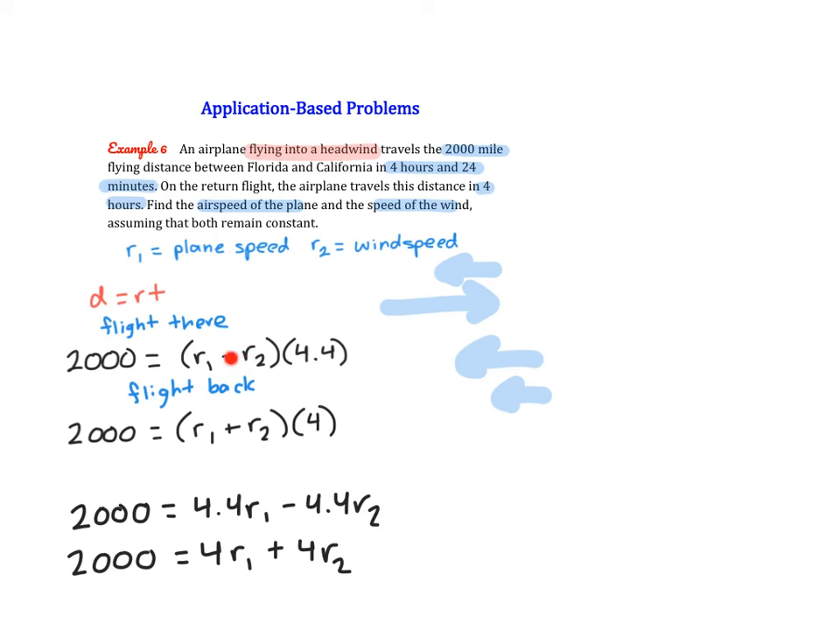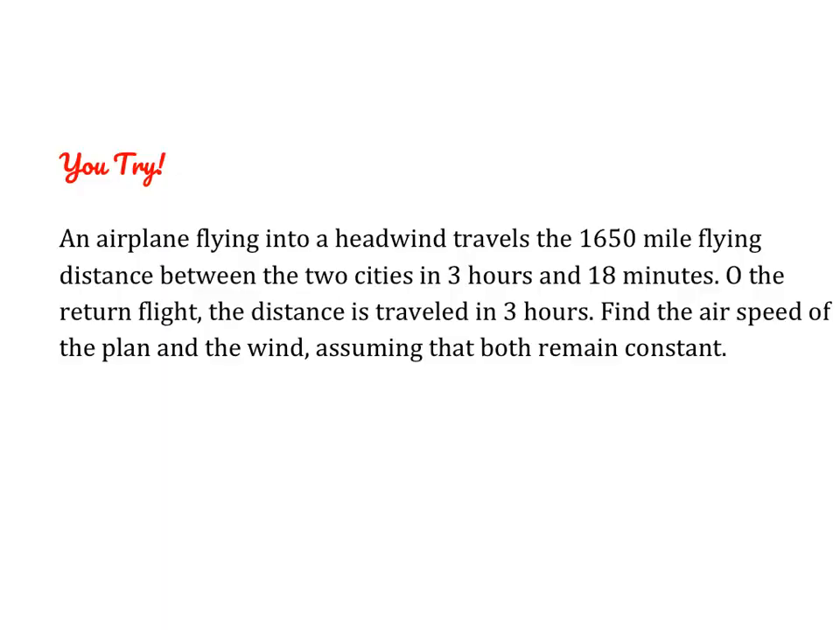Remember, if you're flying into a headwind, or if you're sailing against a current, you're going to have a slower rate, which is why it's R1 minus R2. And if you're flying with the wind, it's going to give you a boost, so it's R1 plus R2. Other than that, it's just distance equals rate times time. All right, see if you can pause the video and give this problem a try.